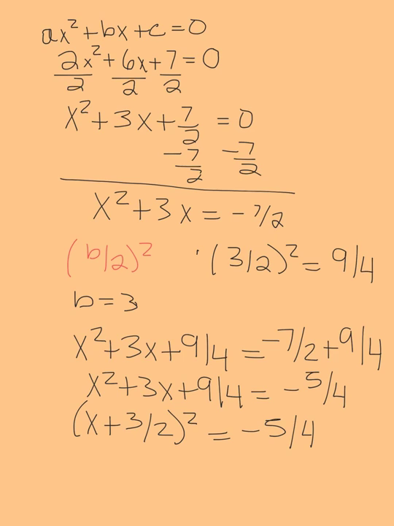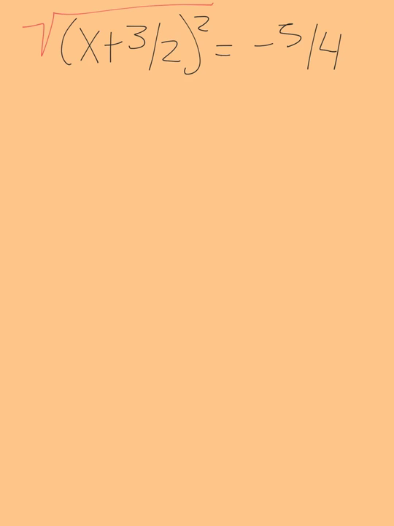I'm just going to start on a new blank page now. So we have x plus 3/2 squared equals negative 5/4. Now, to get rid of the square, we are going to square root both sides of the equation.